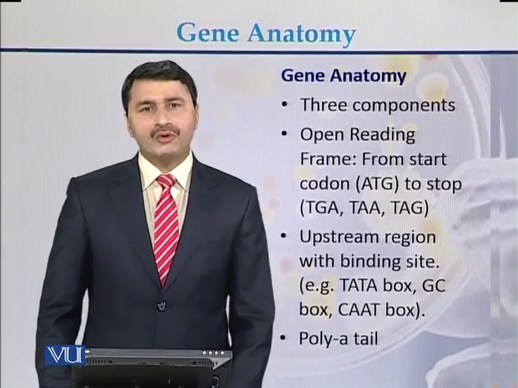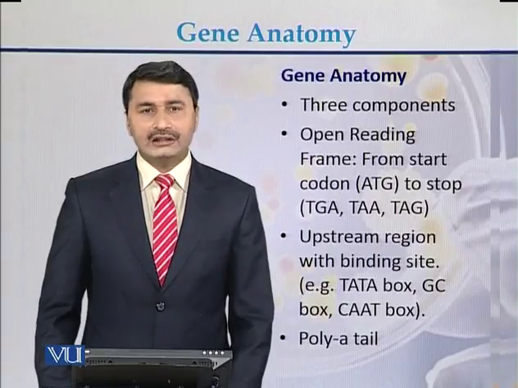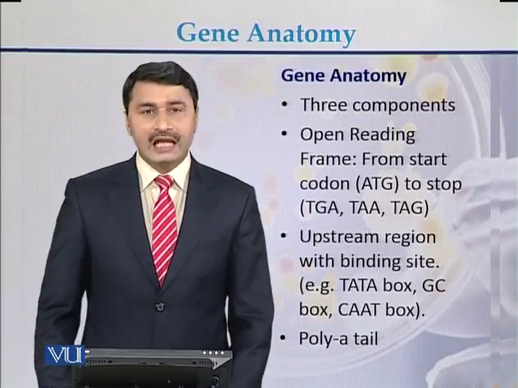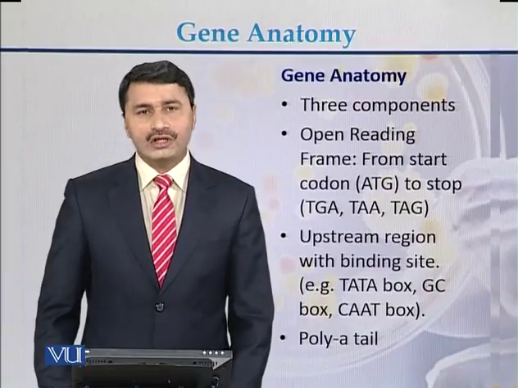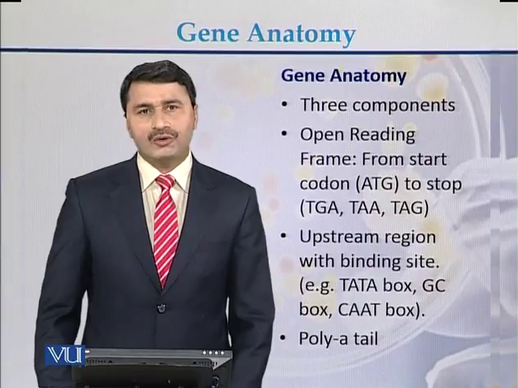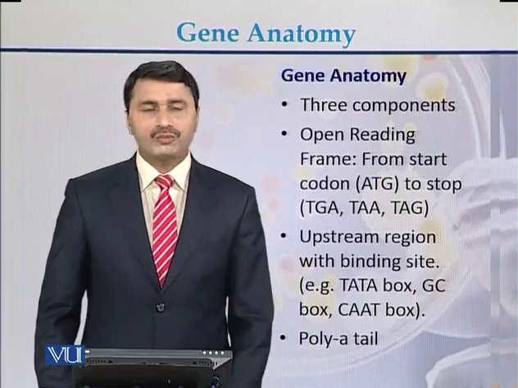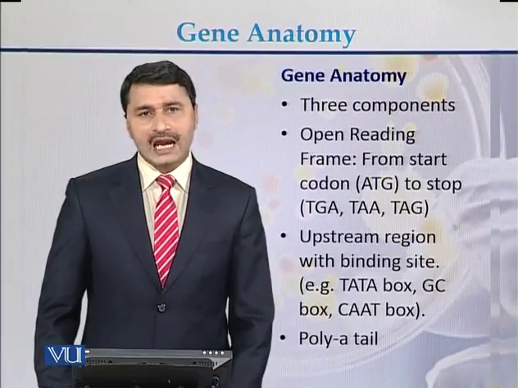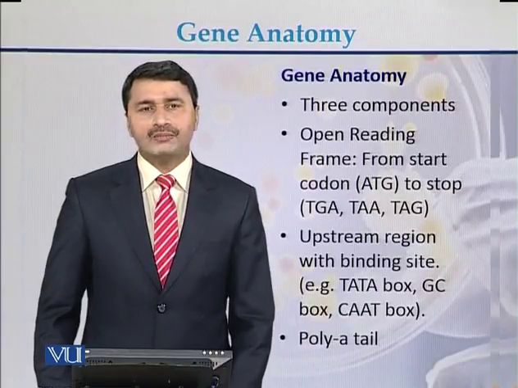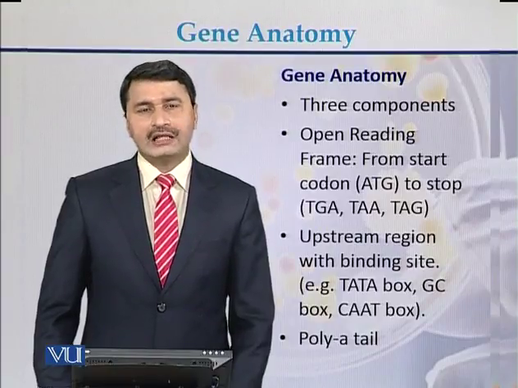The second main component of the gene is the upstream region with binding sites. In other words, the TATA box, GC box, and CAT box, which are present towards the upstream region of the gene. And the third main component of the gene is the poly A tail, which is present at the 3' end of the gene. So these are the three main components of the gene: open reading frame, upstream sequences, and the poly A tail.